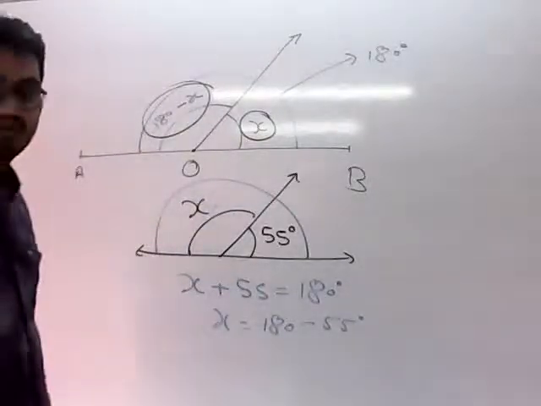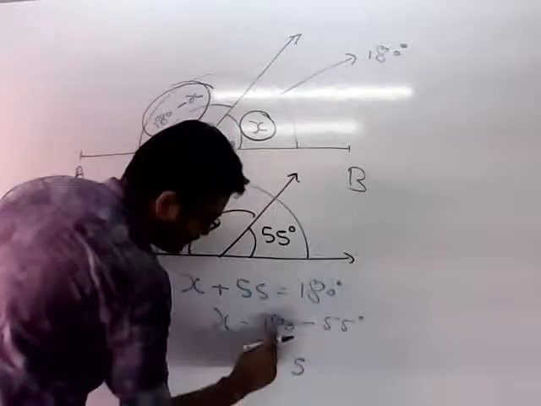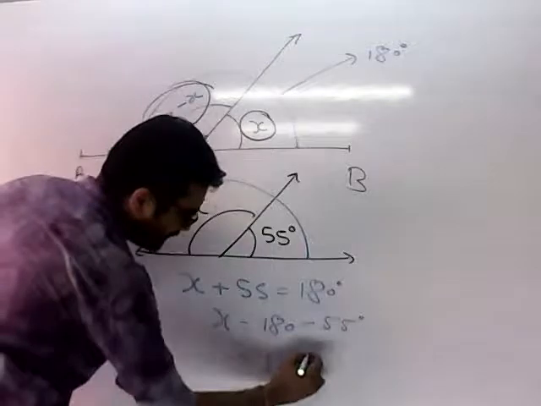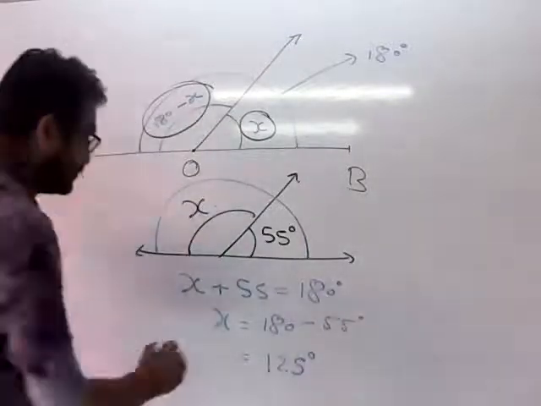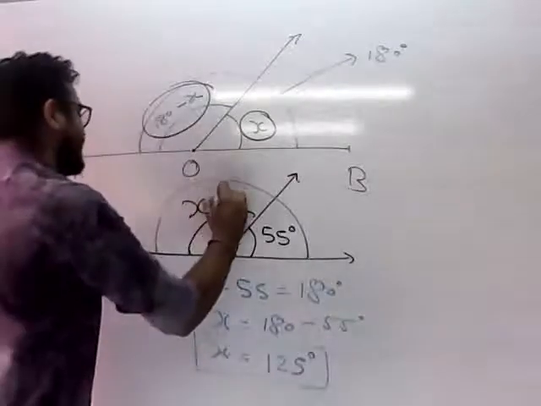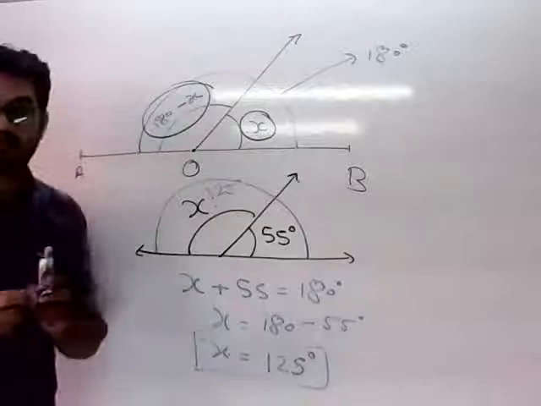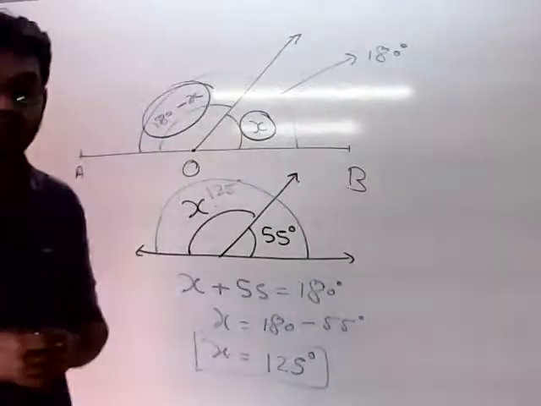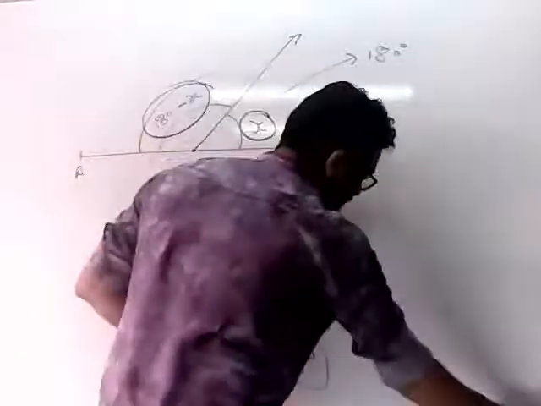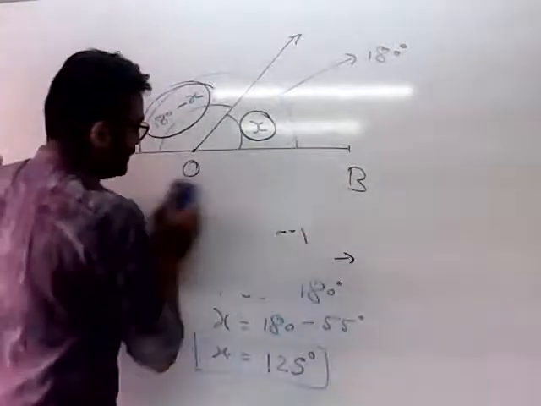180 minus 55 degree. Now what? 10 minus 5 is 5, 7 minus 5 is 2, and 1 is as it is. So what we are having? 125 degree. So x is equal to 125 degree. Means this angle is 125 degree. Okay? So that is how we can get the answer of the linear pair of angles. Now suppose you have another question like this.